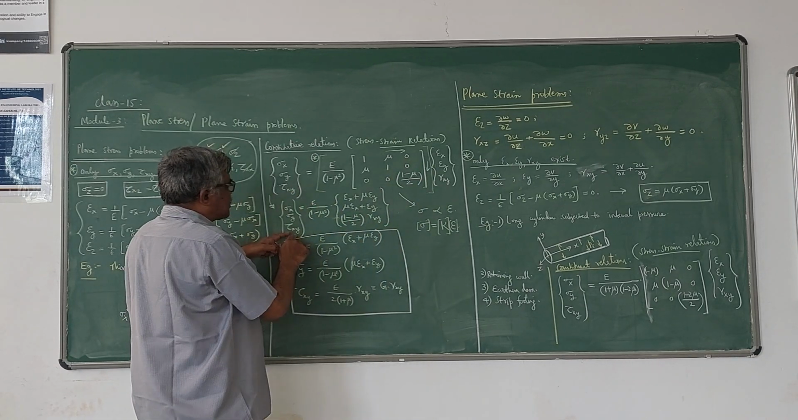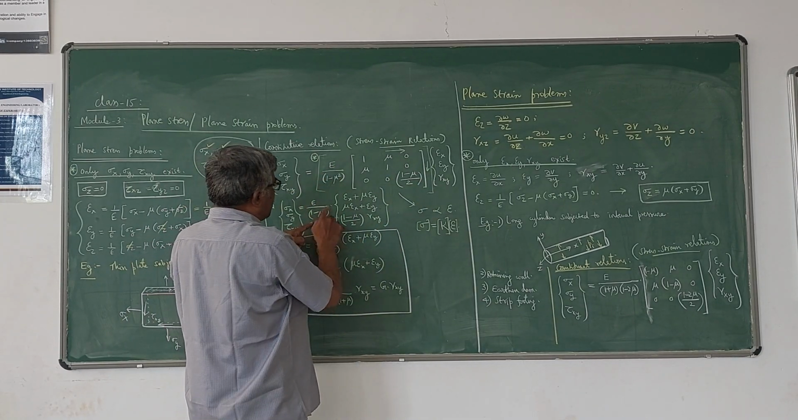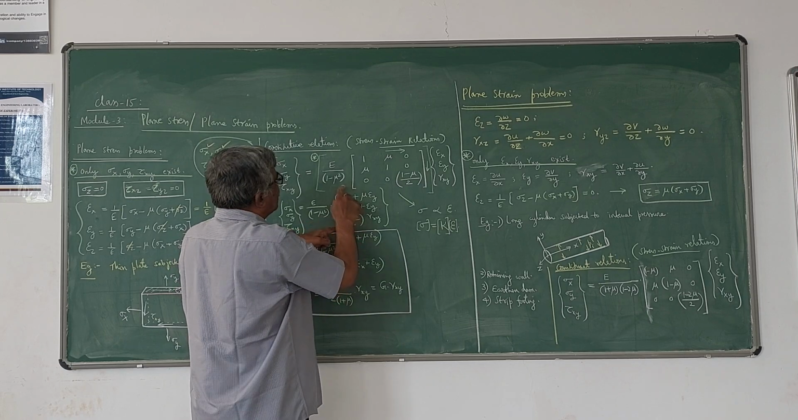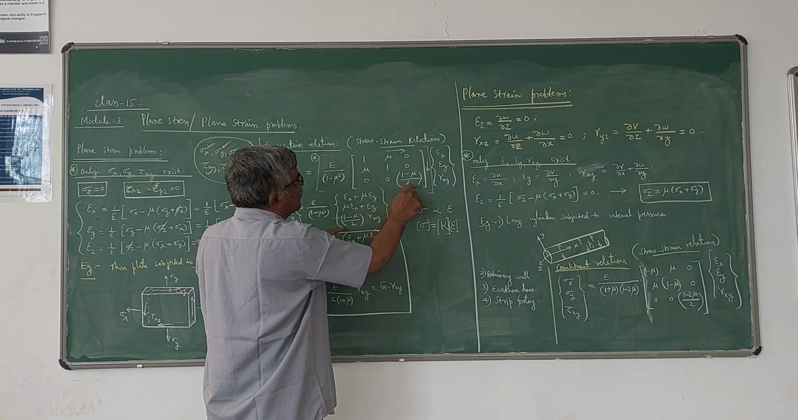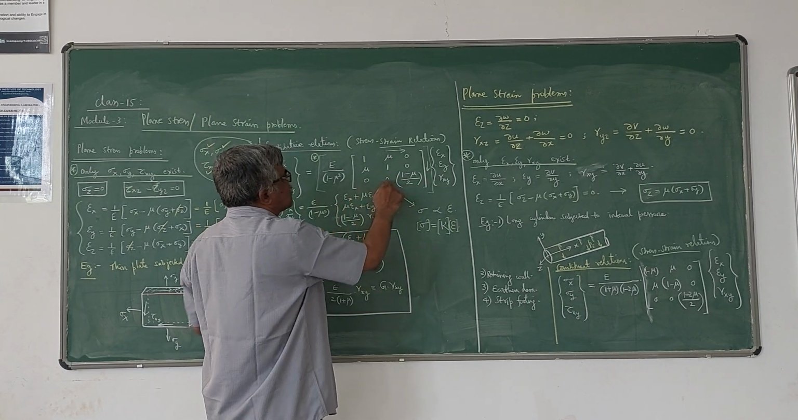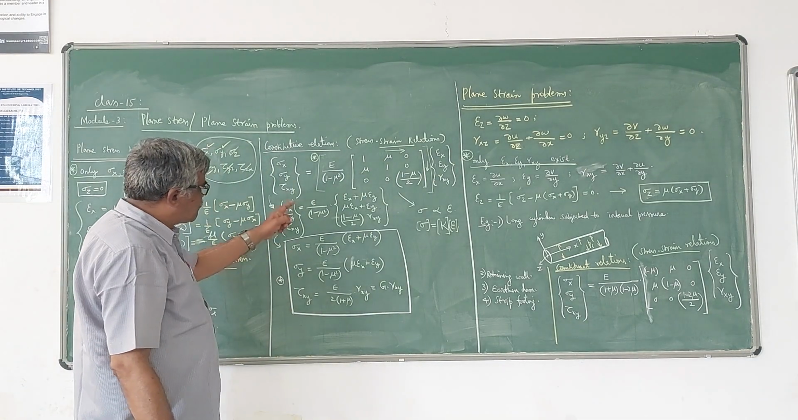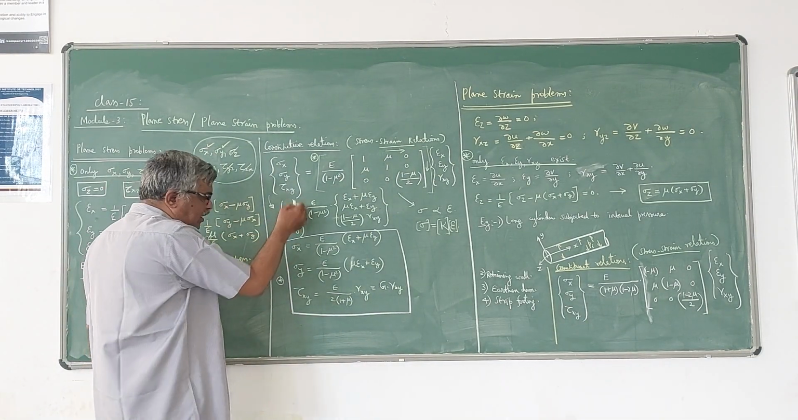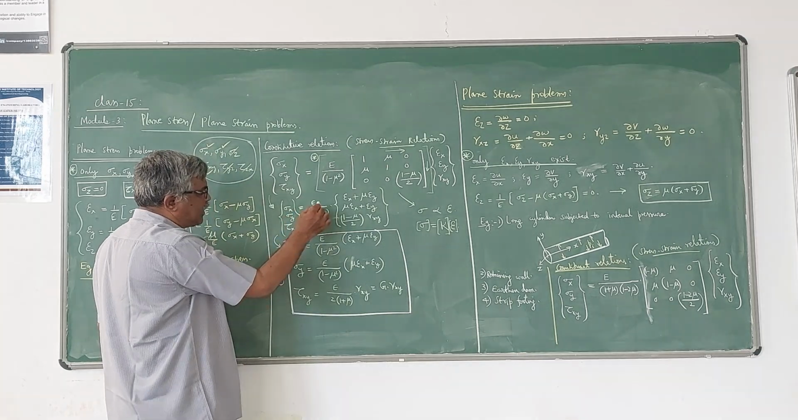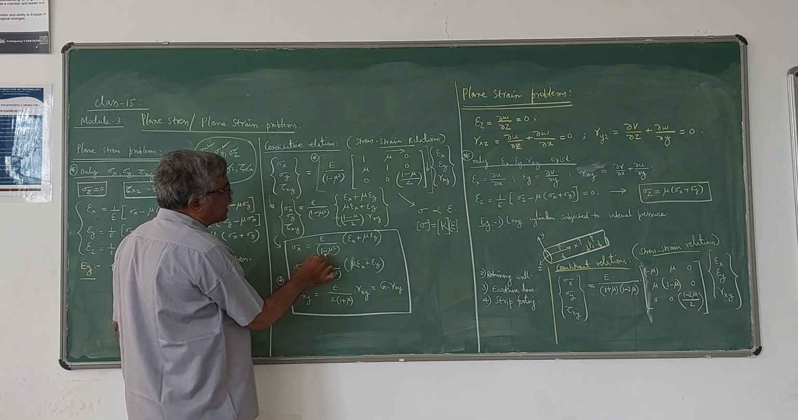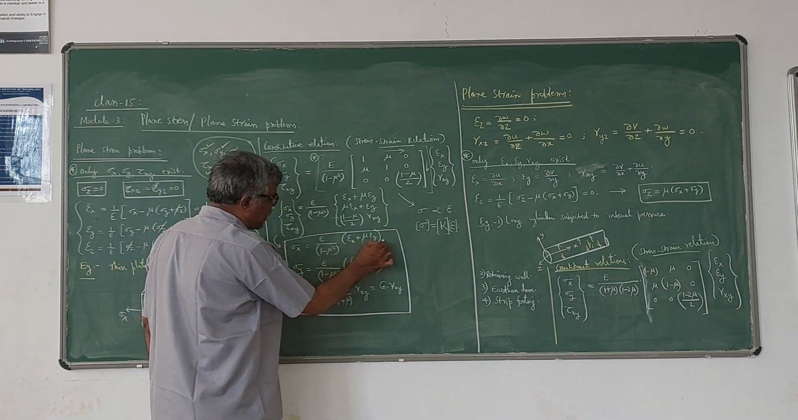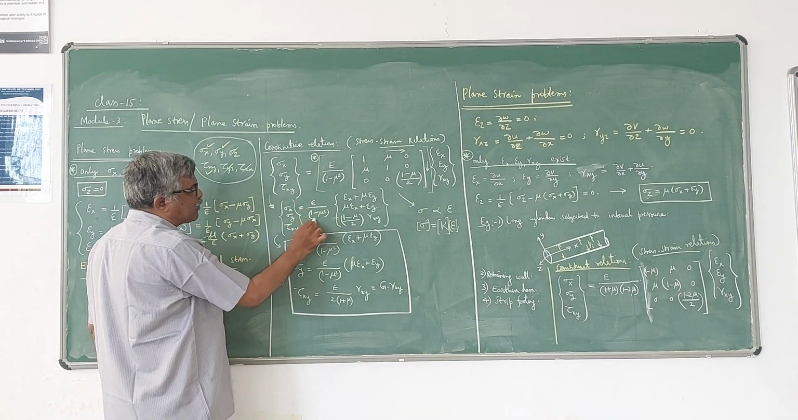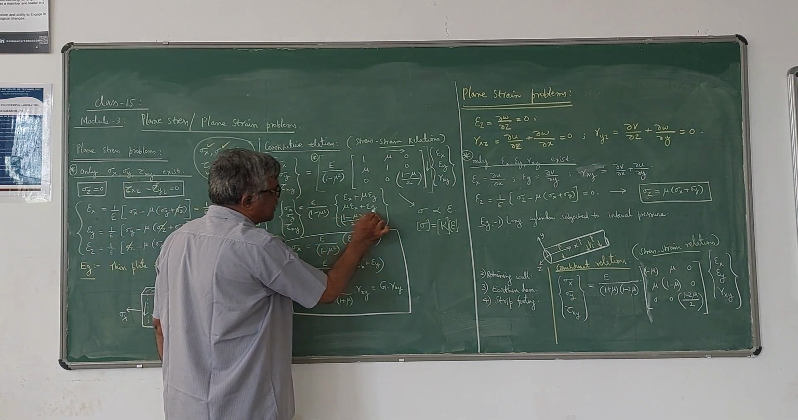0, and tau xy will be E into 1 minus mu square into 1 minus mu by 2 into gamma xy. That will come. These two will be 0. So if you simplify this further, I will write it separately. Sigma x will be E divided by 1 minus mu square into epsilon x plus mu times epsilon y. Sigma y will be E divided by 1 minus mu square into mu epsilon x plus epsilon y.